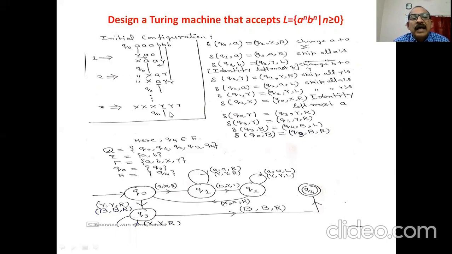At last, when the input becomes empty, machine in state Q0. And at this time, instead of A, it reads Y. So what will happen? If machine in state Q0 reads Y instead of A, machine goes to state Q3, replaces this Y by Y and moves in the right direction. If machine in state Q3, again Y is encountered, it remains in the same state, replaces this Y by Y and moves in the right direction.